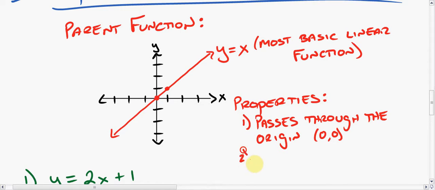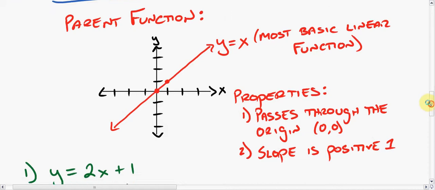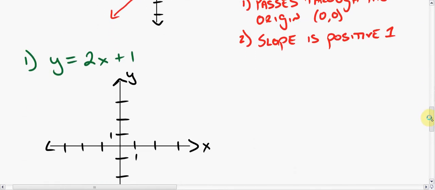The second property is the slope. Looking at this parent function, we can see it goes up 1 over 1, up 1 over 1. So our slope is 1. The slope of the parent function will always be positive 1. Those are the two properties. So knowing that, let's go ahead and scroll down and look at our first problem.